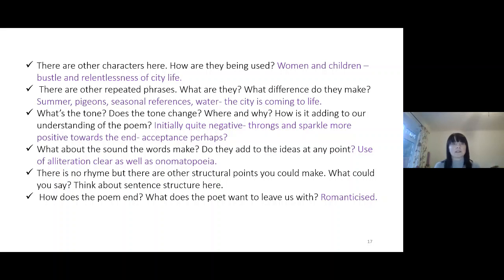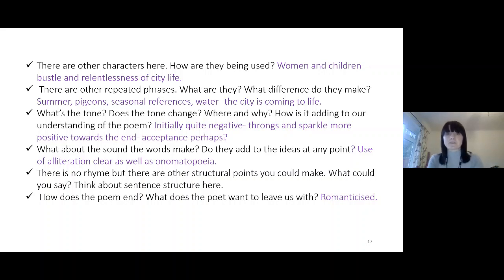Also what we've got within this poem are references to other characters. So how are they being used? You've got use of women and children, and the use of female figures, which are pushing prams around, okay, which reflect the hustle and bustle and the relentlessness of city life, because that's what she's focusing on. She's focusing on the life that's going on within a city sphere, okay.